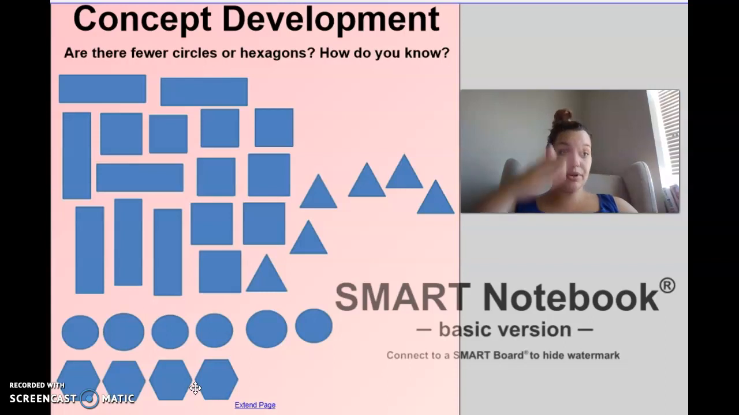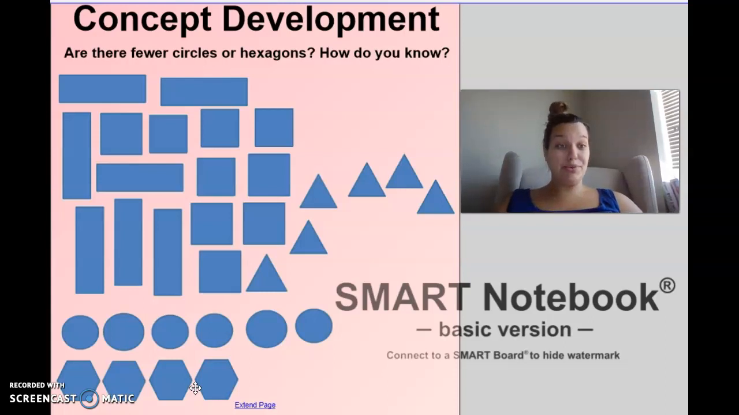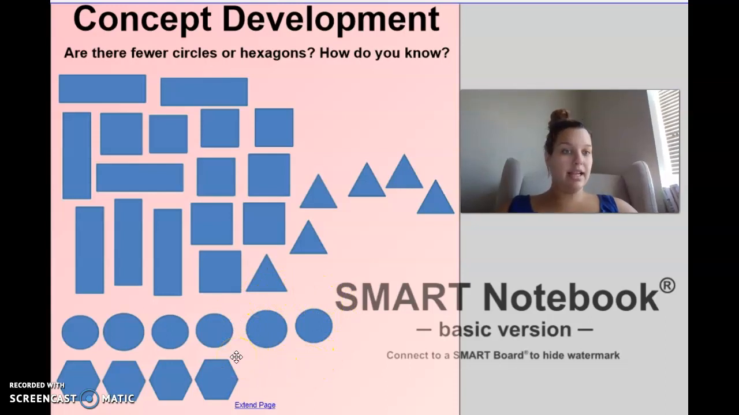If you think I have fewer circles, put your hand on your head. If you think I have fewer hexagons, put your hand on your nose. I have fewer hexagons, so if you put your hand on your nose, you are right. I can look here and see that each hexagon has a match. But over here, how many more circles do I have than I have hexagons? I have two more circles.